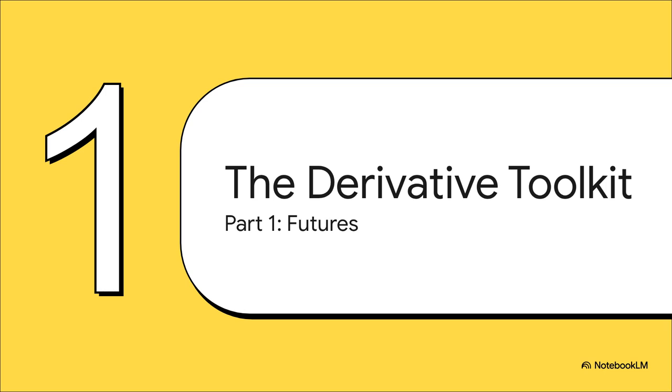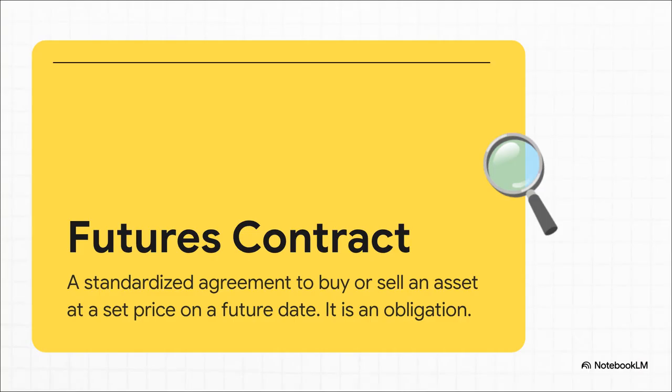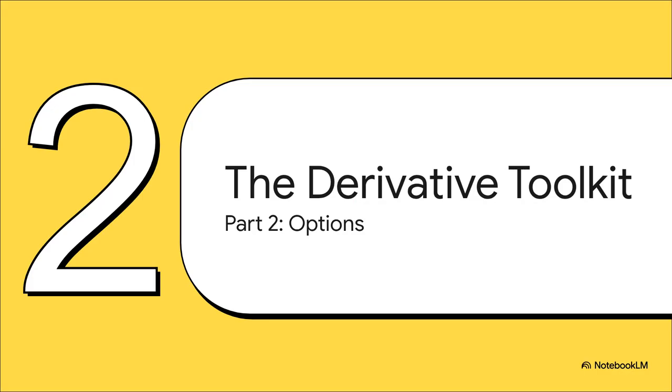The first and maybe the most basic tool we're going to pull out of that kit is called a futures contract. A futures contract is a really straightforward deal. Two people agree today on a price for an asset that will be exchanged on a specific date in the future. But here is the most important part. It is an obligation. Both the buyer and the seller have to go through with the deal. You can't just change your mind. It's locked in.